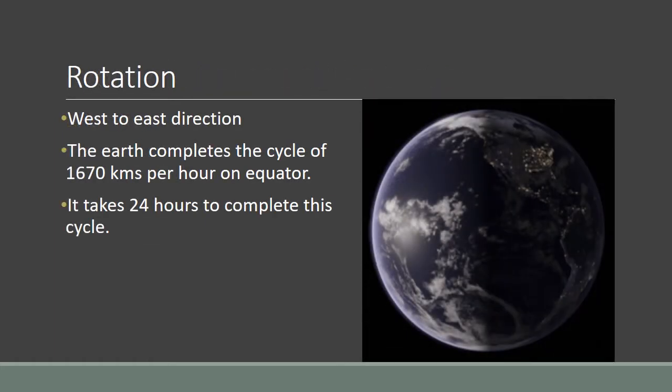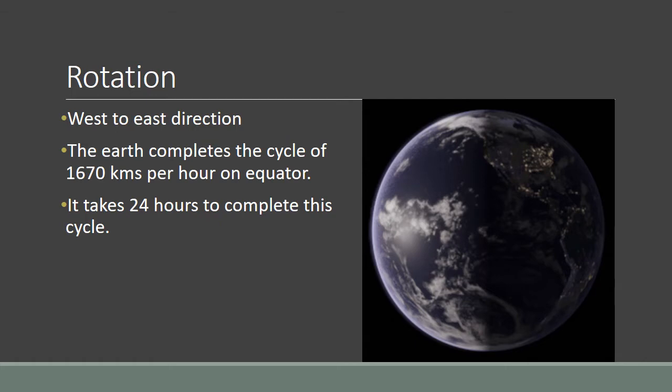Rotation. As the top rotates on its axis, in the same way earth also rotates on its axis from west to east direction. We see the sun rises in the east and sets in the west, but that is because the earth is rotating from west to east direction.